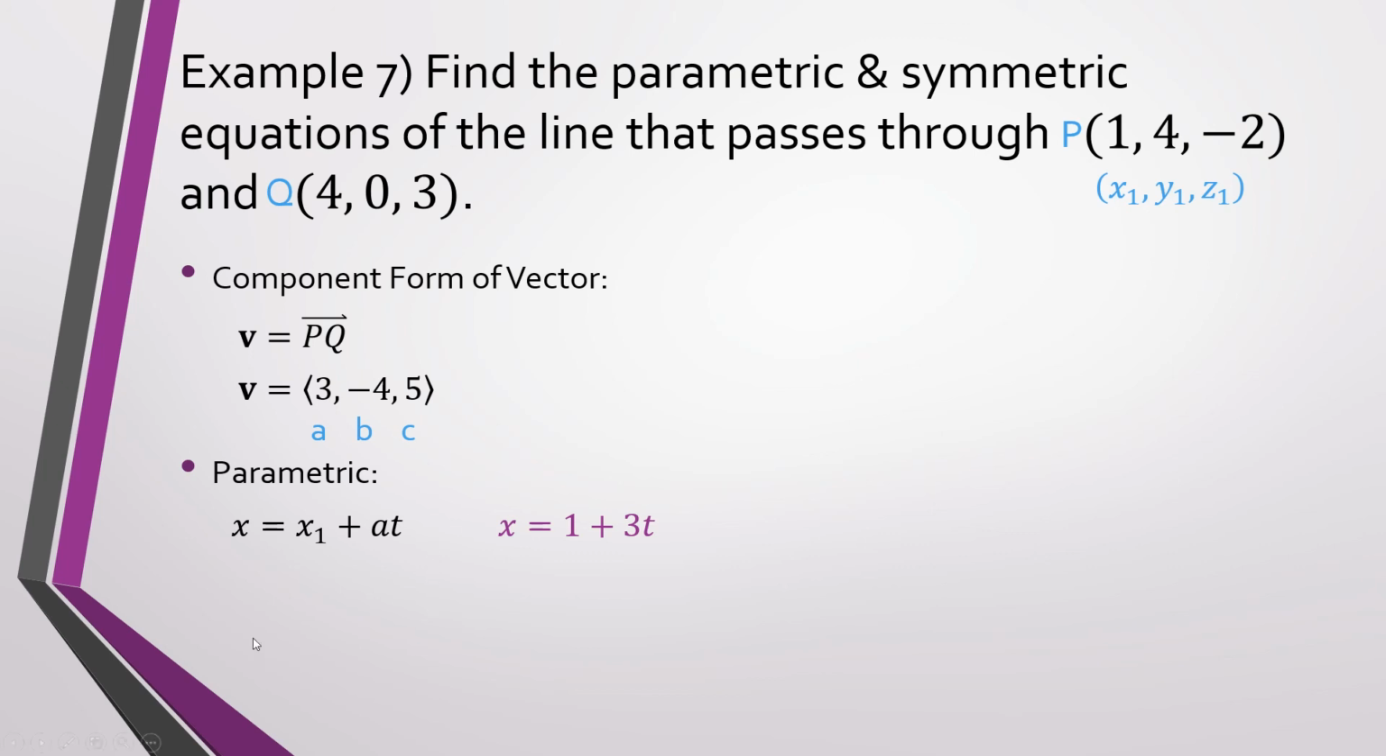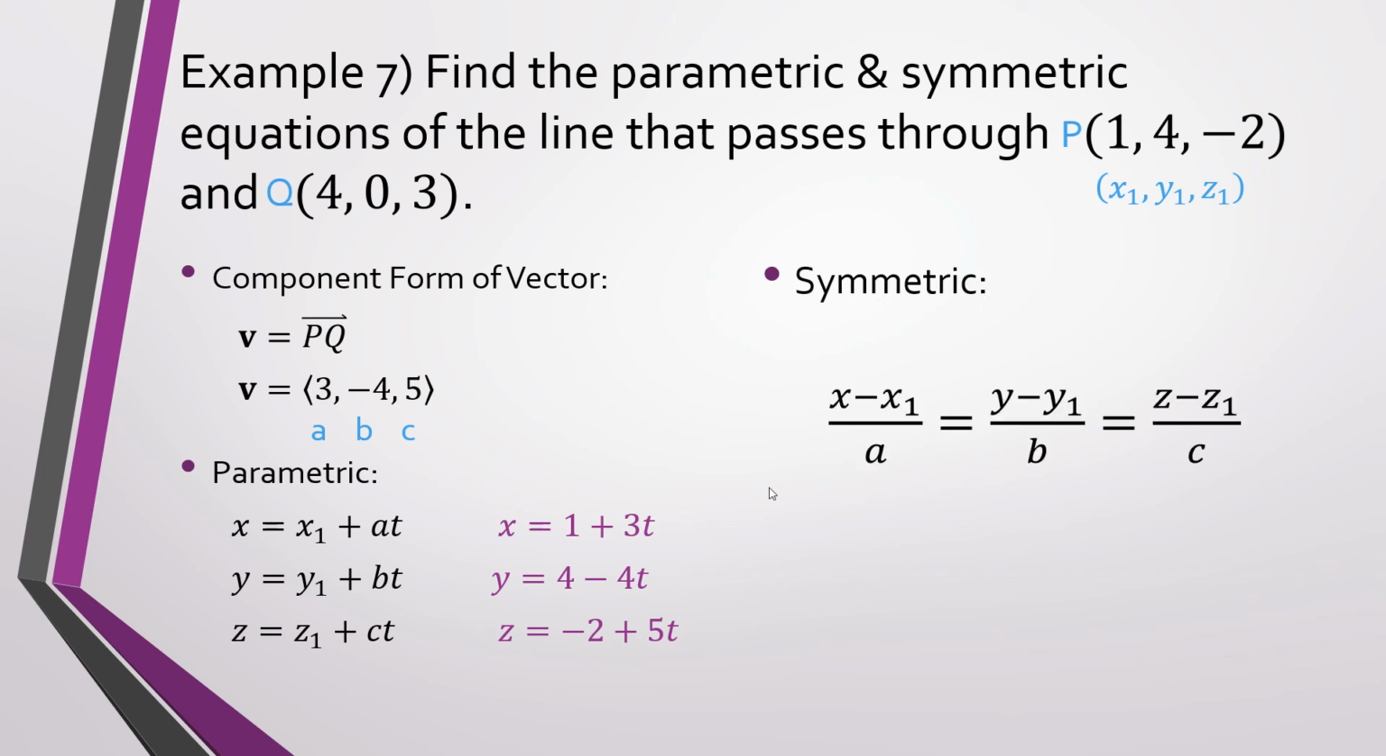So our parametric equations: x equals x sub 1, which is 1, plus a times t, so 3t. For y, y sub 1 is 4, plus b, which is negative 4, so 4 minus 4t. And for z, z sub 1 is negative 2, plus c, which is 5, so z equals negative 2 plus 5t. And here we have our parametric equations.